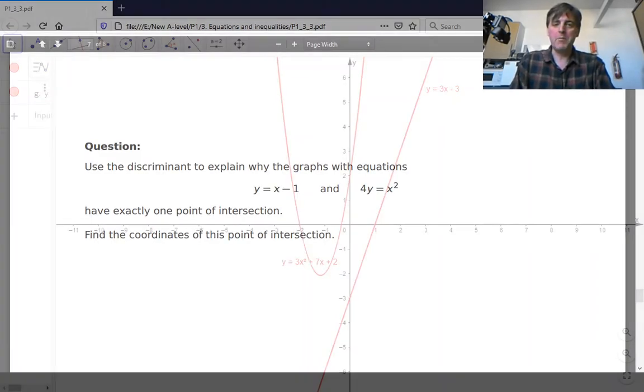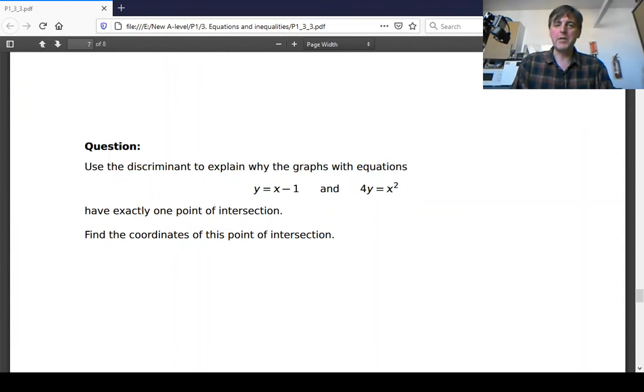Okay, so let's see if we can remember how the discriminant might apply to another situation here. I'm going to ask you please to pause the video shortly and have a look at the question on the screen. Use the discriminant to explain why those two graphs there have exactly one point of intersection. And then, as a bit of a bonus, can you find where that point of intersection is as well, please?